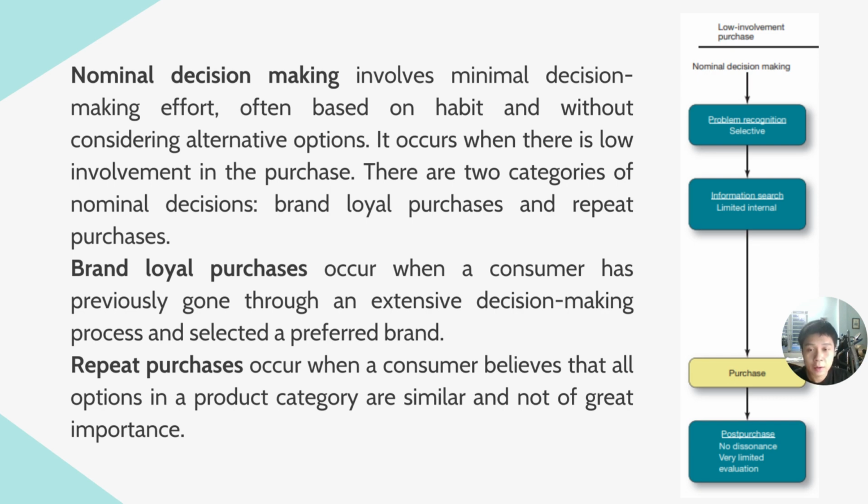Repeat purchases occur when a consumer believes that all options in a product category are similar and not of great importance. They repeatedly purchase a specific brand, such as Del Monte ketchup, without strong commitment. A challenge to their choice may lead to a limited decision process before deciding on a different brand.